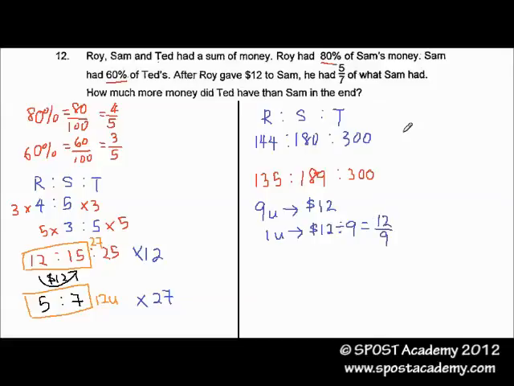The final question is asking, how much more money did Ted have than Sam in the end? So Ted has got 300 units in the end still, while Sam has got 189 units in the end. So I've got to use 300 minus 189 and I will get 111 units. Since 1 unit is equal to 12 over 9, 111 units is simply equal to 111 times 12 over 9, and that will give us $148.